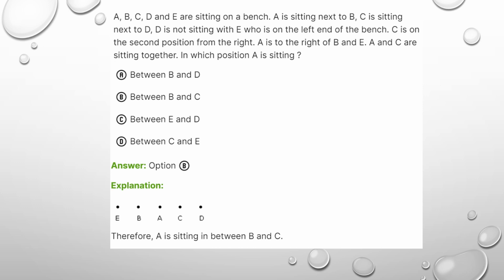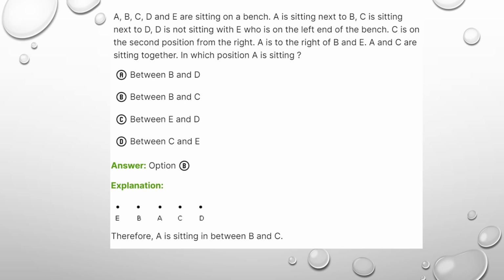Now coming to the next example: A, B, C, D and E are sitting on a bench. Again the same linear pattern. A is sitting next to B, C is sitting next to D, D is not sitting with E. Who is on the left end of the bench? C is on the second position from the right. A is to the right of B and E. A and C are sitting together. In which position is A sitting?